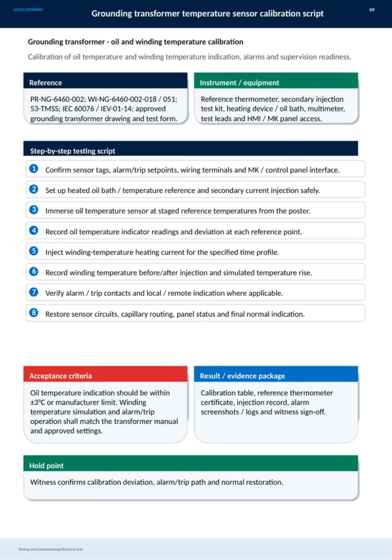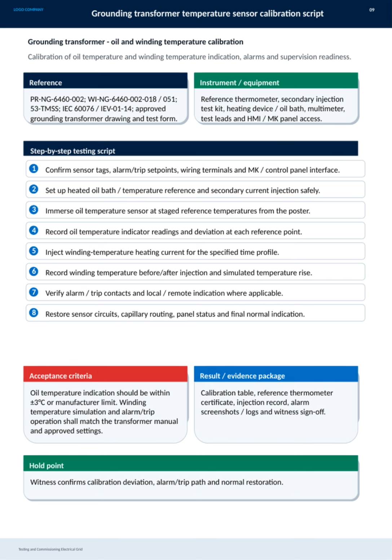Today, we're focusing on the grounding transformer temperature sensor calibration process. This procedure is crucial for ensuring accurate oil and winding temperature indication, alarms, and overall supervision readiness. We start by confirming the sensor tags, alarm and trip set points, wiring terminals, and the control panel interface to make sure everything is correctly identified.